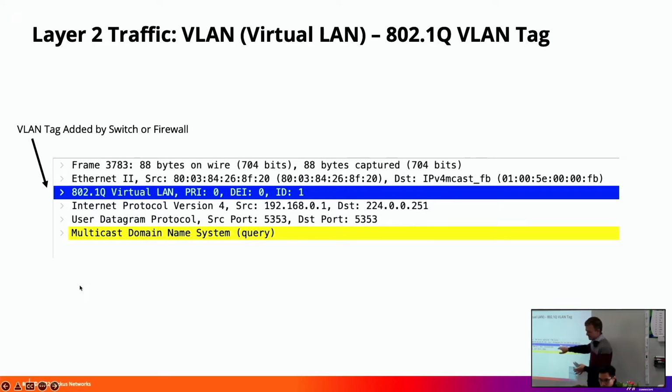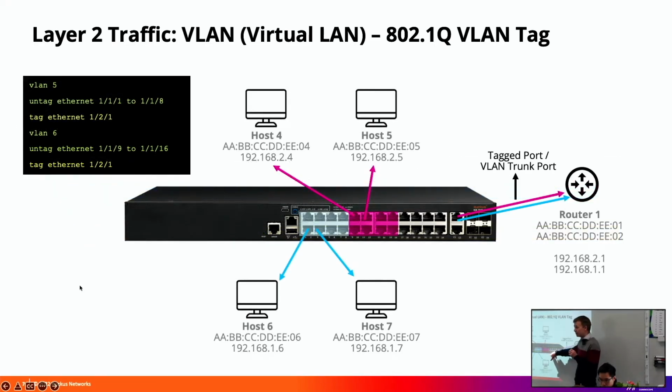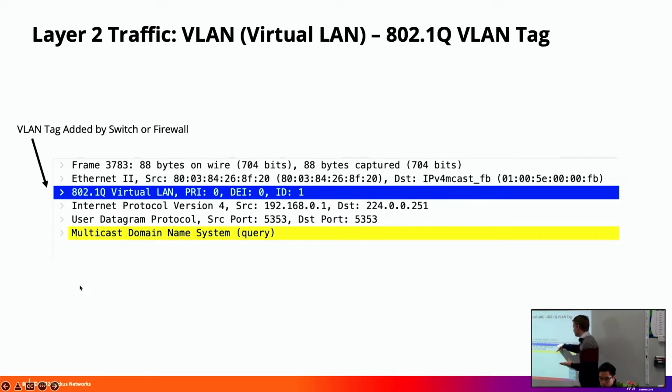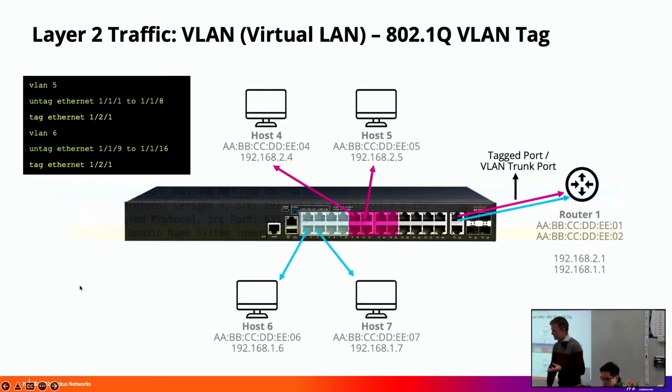Okay, so that's the VLAN tag. The VLAN tag was put there by the switch. By running this command here to say tagged Ethernet 1/2/1, that instructs the switch to add that piece of information to the packet header. So that was put there by the switch, or it was put there by the firewall. So in this case, both the firewall and the switch are VLAN aware, and they're adding the additional piece of information to the packet header.